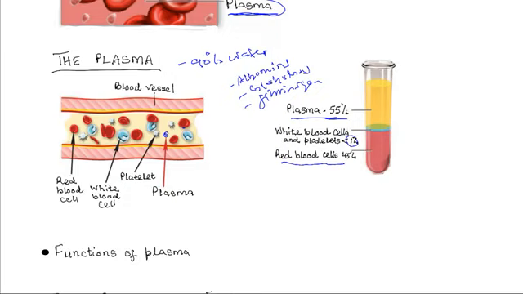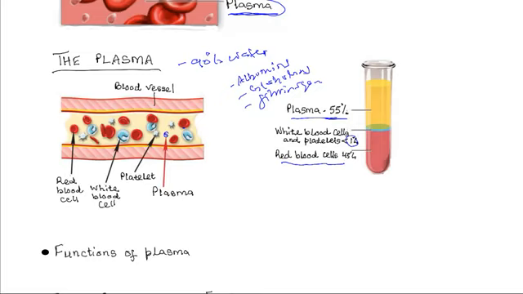1. Transport of nutrients from the small intestines to the other parts of the body. These nutrients are in the form of amino acids and sugars that are transported in soluble form. 2. Transport of waste materials from the tissues where they are produced to the organs such as the kidney where they are excreted. 3. Plasma also transports hormones from the glands that secrete them.